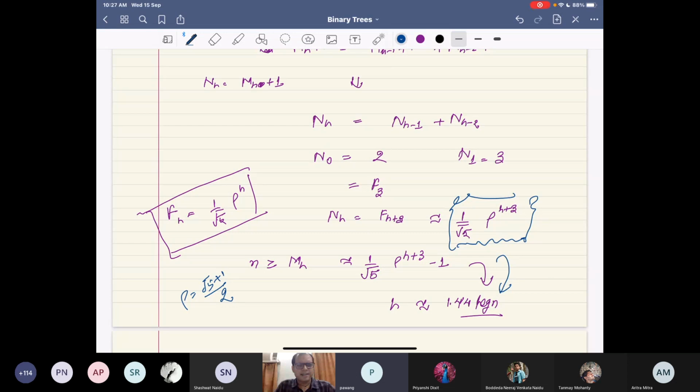Is that correct? 5 minus 1 by 2? No, 1 plus root 5 by 2. It is correct: one plus root five by two.